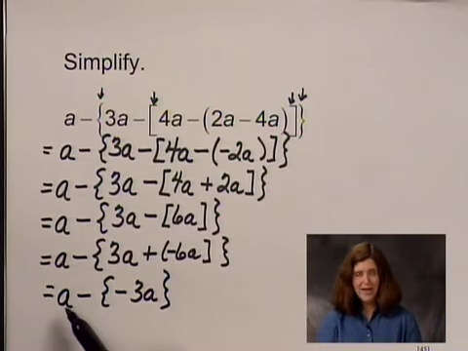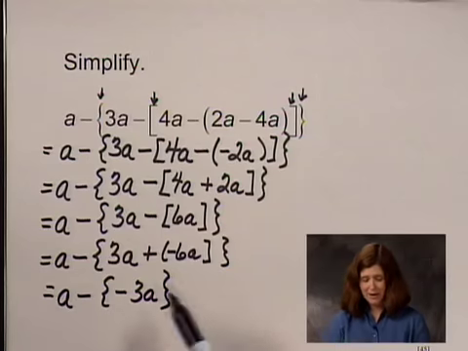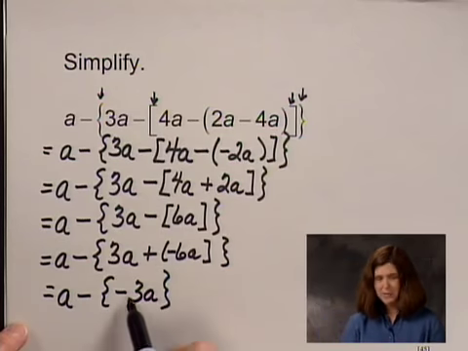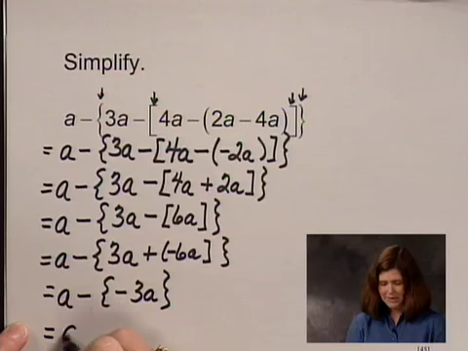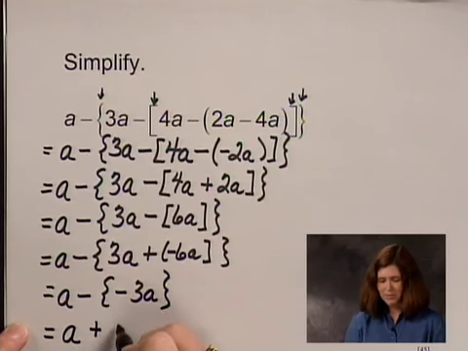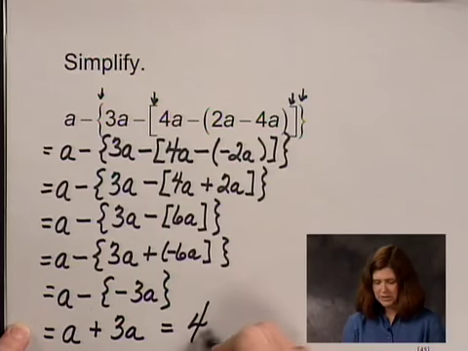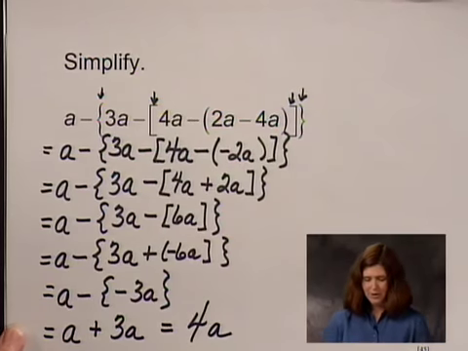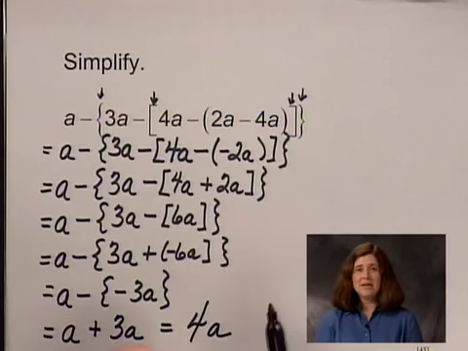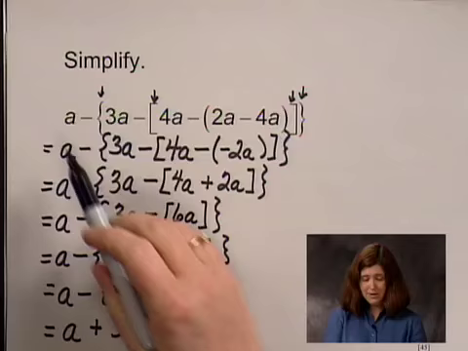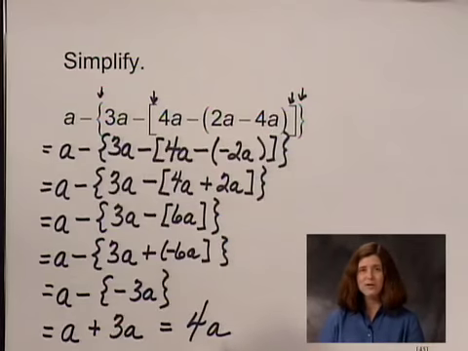And finally, I have a minus the opposite of 3a, which is the same thing as a plus positive 3a, which simplifies to 4a. Going step by step, working from the innermost set of parentheses out, I have simplified that most complicated expression to 4a.